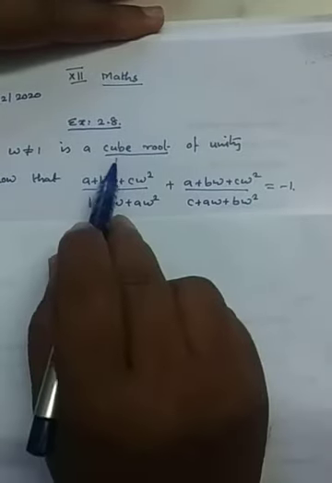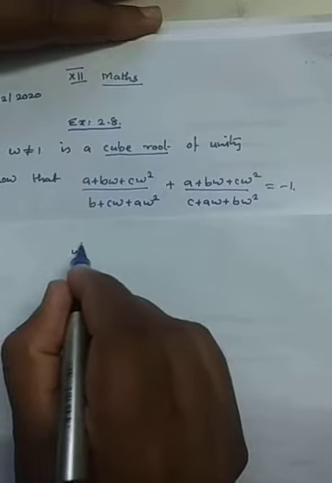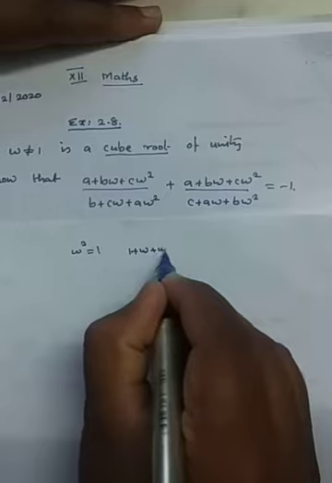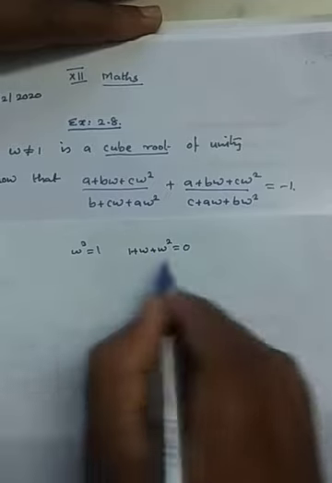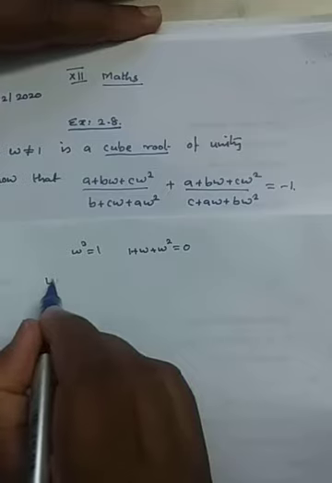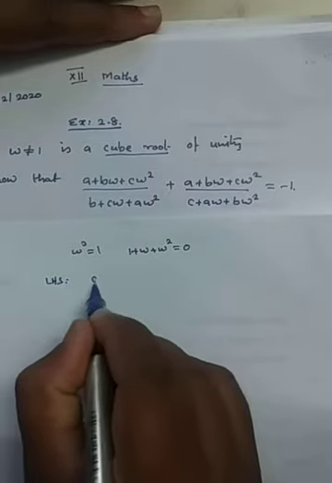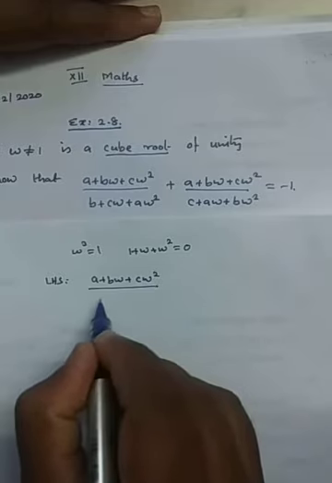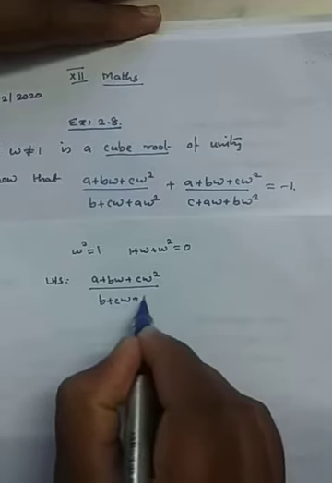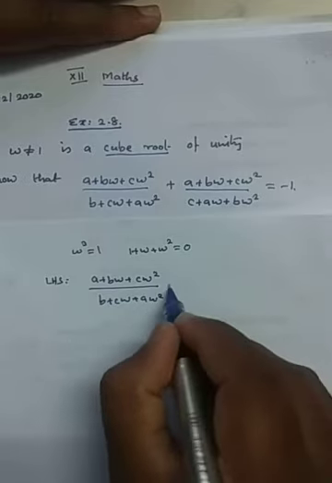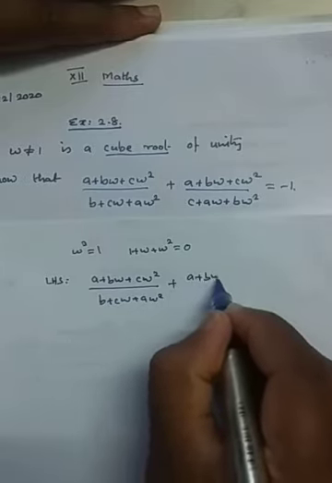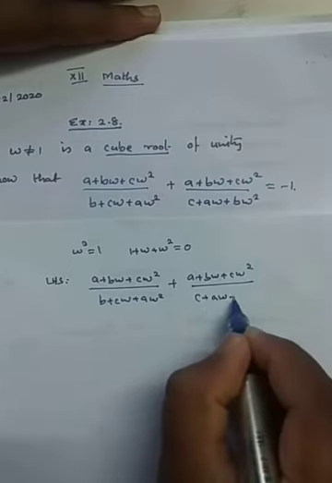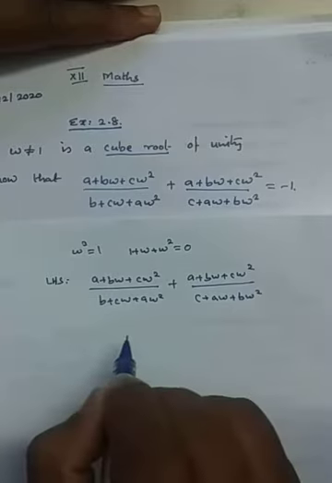Since it is given as a cube root of unity, we know ω³ equals 1, and 1 + ω + ω² equals 0. These two we will take. I am taking the LHS here: (a + bω + cω²)/(b + cω + aω²) plus (a + bω + cω²)/(c + aω + bω²). That is the thing we are having.